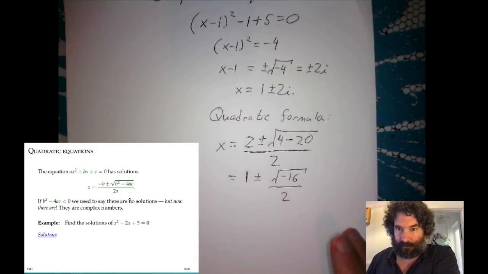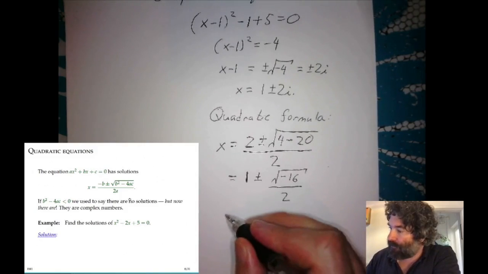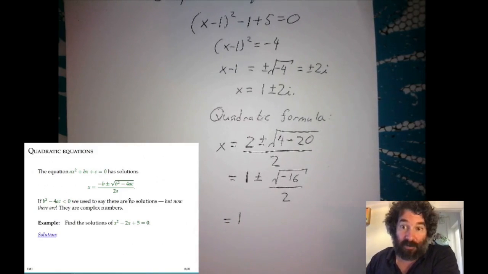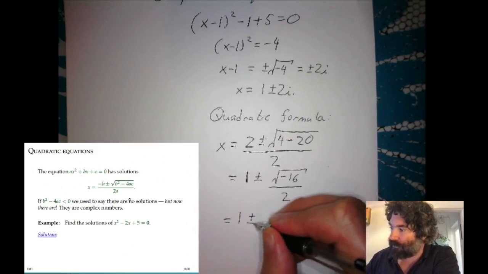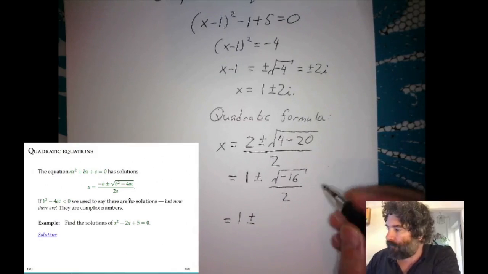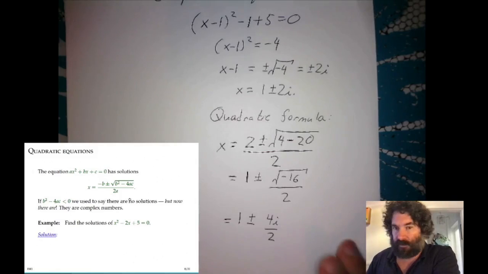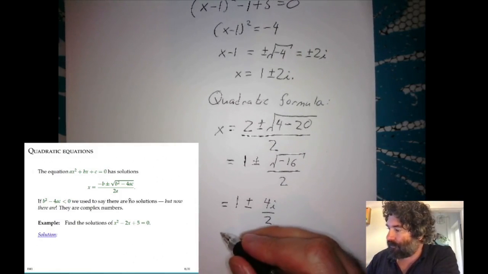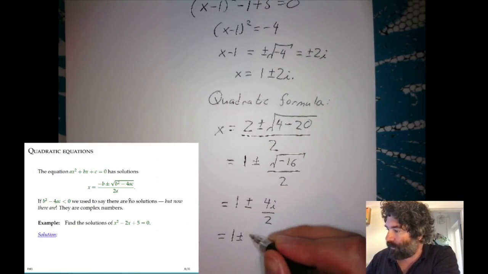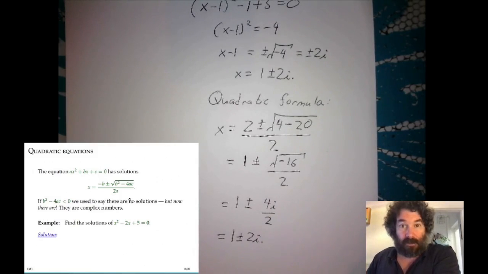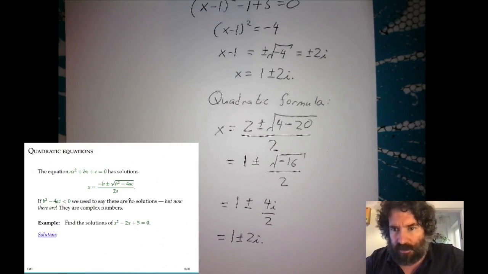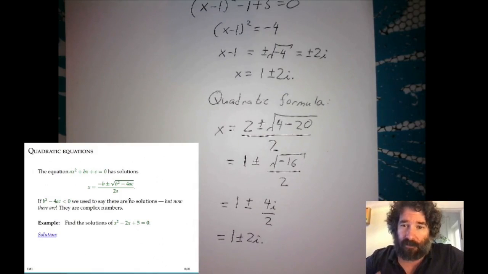And the square root of -16, well, we wouldn't have a square root of -16 if we only used real numbers. But with complex numbers, the square root of -16 is 4 times i divided by 2. And 4 divided by 2 is 2. So 1 plus or minus 2i. The same result we got from completing the square. Okay, so usually it's easier just to use the quadratic formula, but the quadratic formula comes from completing the square, which also works for complex numbers.